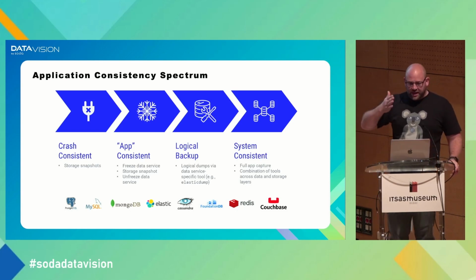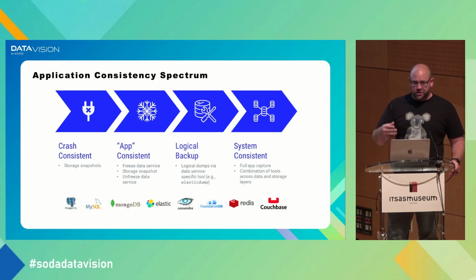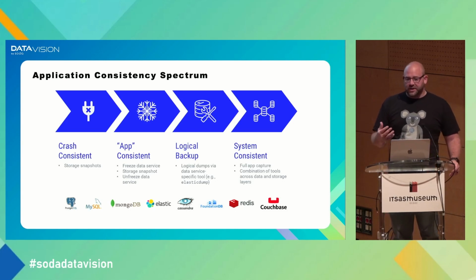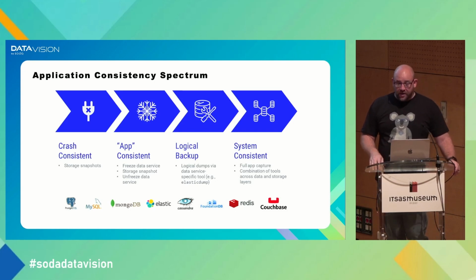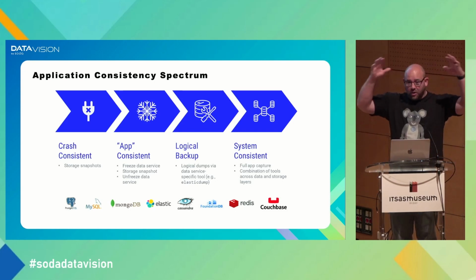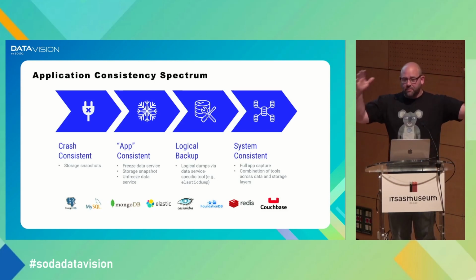But then we move down that spectrum around application consistency. A lot of the tools that I mentioned around MySQL, Postgres, Elasticsearch with their dump application consistency allows us to at least get some sort of copy of our database so that when bad things happen, we can get them back. Then we've got things like logical backups, being able to leverage that and push that out into object storage or away from our production environment. And then system consistency around, I want to protect everything around that. What makes up that application?